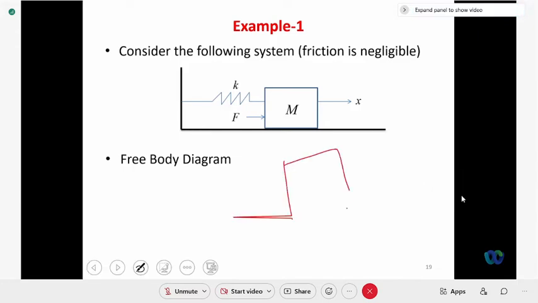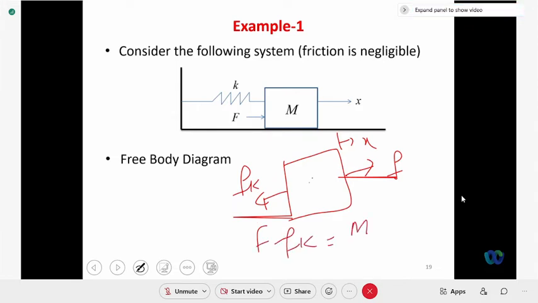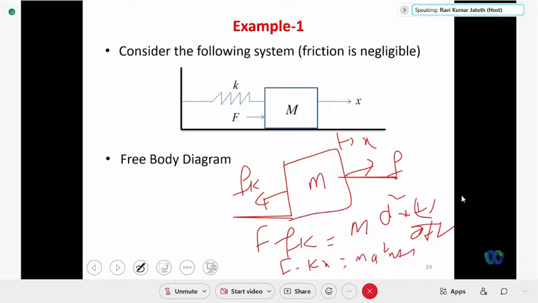Now, the first step is to draw the free body diagram. You are applying force in this direction, so definitely displacement is also in this direction. What are the forces acting on the body? F and FK, the spring force. Is FK in the same direction as X or the opposite direction? Opposite. So F minus FK is equal to M d square X of t by dt square. FK is minus KX. So F minus KX is equal to M d square X of t by dt square, so KX plus M. This is the simple model.